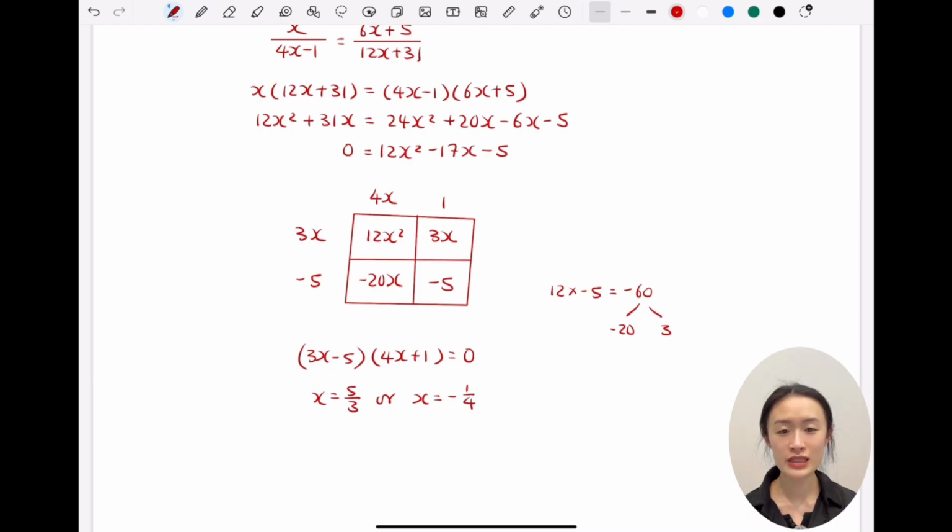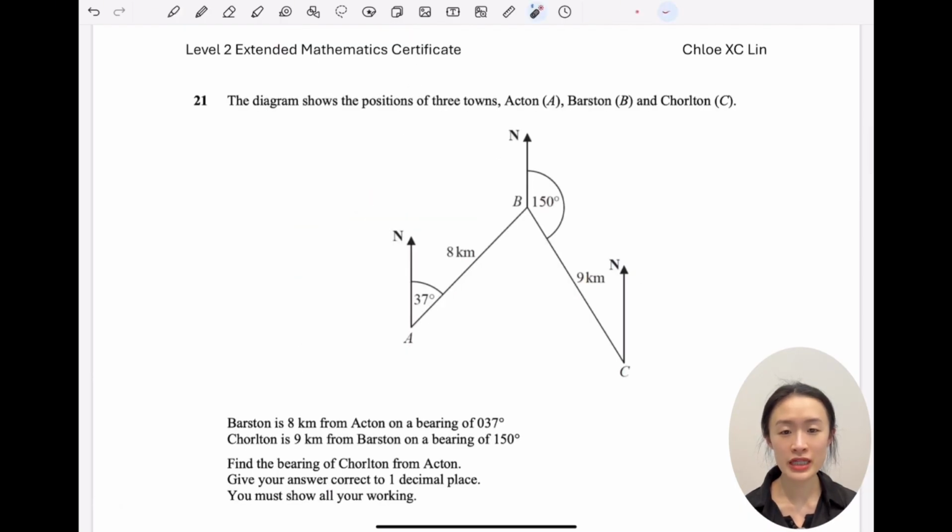Okay, so now moving on to the second question, there is a bearing involved. So we know B is on the bearing of 037 from A. So we are standing at A, looking at B at a 37-degree angle. AB is 8 kilometers. C is 9 kilometers away from B, and it is on a bearing of 150. So now what we need to do is to find the bearing of C from A. We are standing at A looking at C. The angle from north to A to C is the angle we are looking for.